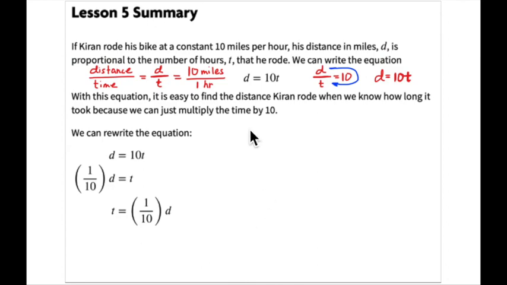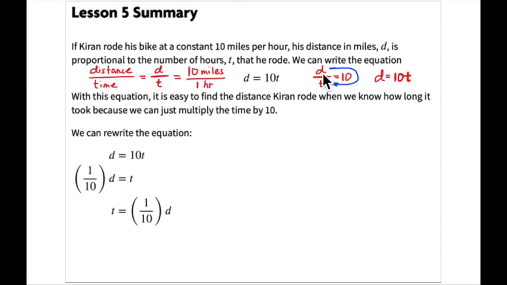And so in the summary, they use Kieran riding a bike, so it's 10 miles per hour. So similar kind of problem. It's distance per time, so it's 10 miles per 1 hour. And they tell you this equation here, distance is equal to 10 times the number of hours. And so if you write distance per time is equal to 10 miles per hour, the distance per time is equal to 10.